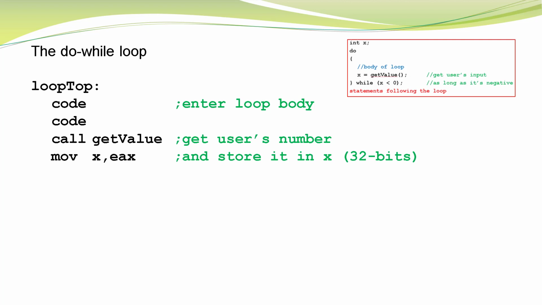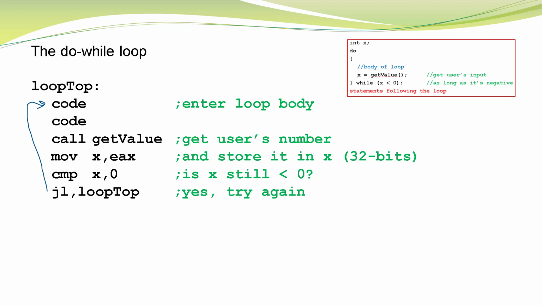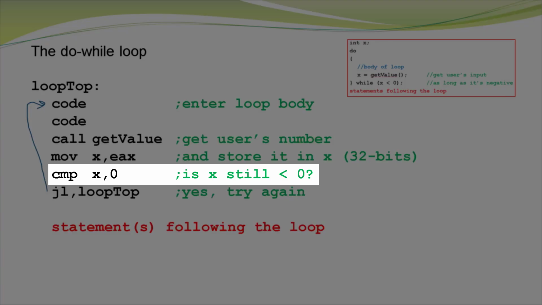It's at this point that we check to see if x is negative. One way is to compare x to 0, which lets me jump back to the top if x is less than 0. Here's something to take note of. If I don't take that jump, then the program just goes on to the statements that follow the loop. You could say the code just sort of falls through to the next instructions. And once again, let me point out that we're checking the condition at the bottom of the loop.